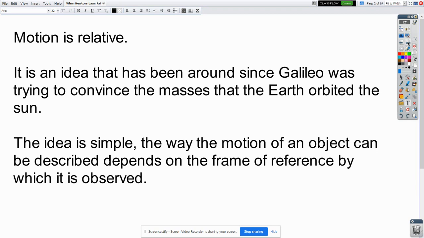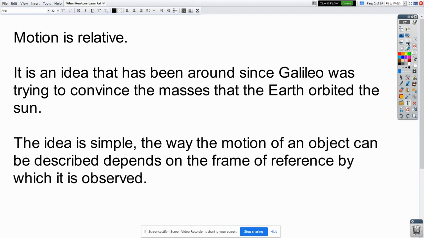Start off by understanding motion is relative. The idea of relativity, general relativity to be exact. It's an idea that's been around since Galileo was trying to convince the masses that the Earth revolved around the sun and not the other way around.